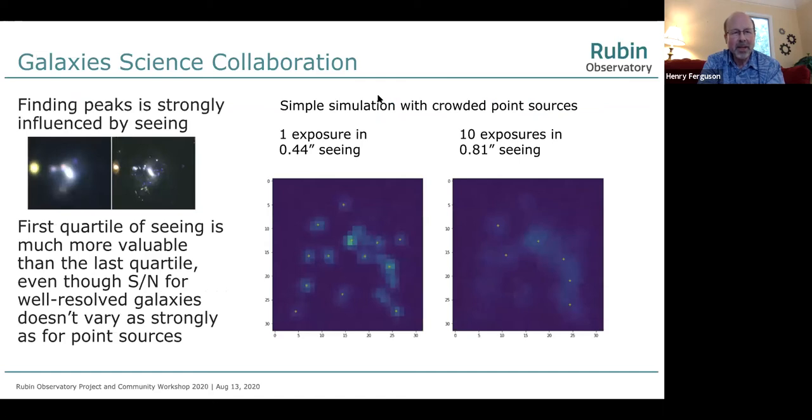The next slide just looks at seeing a little bit. So the finding of peaks is strongly influenced, and the simulation on the left shows essentially one exposure in the first quartile of seeing, so 0.44 arcseconds. And then on the right is 10 exposures co-added, all with 0.81, so that's the 75th percentile of seeing. There's just been a standard DAOPHOT StarFinder run on that. And you can see that even the one exposure, one-tenth the exposure time, identifies a lot more separate sources, which you can then go back and deblend and do forced photometry on and so on.